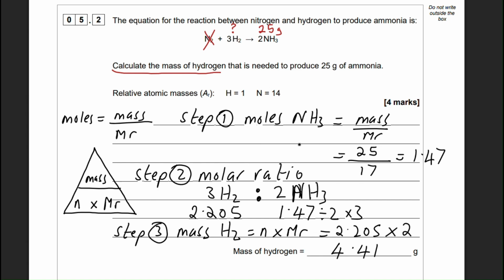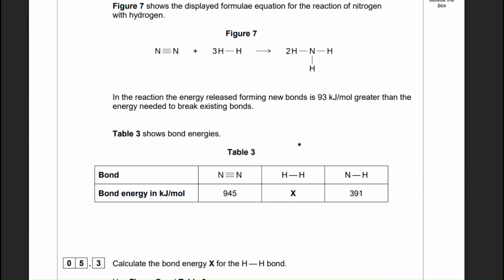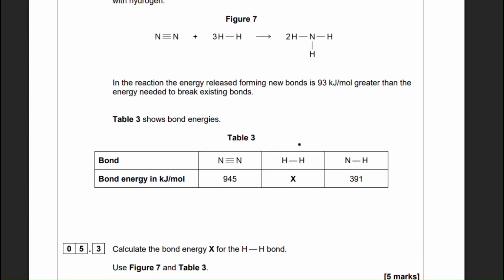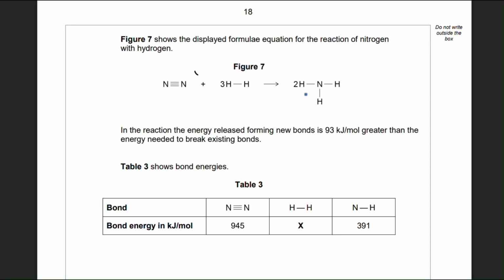Okay, now moving on to the next part. This question, I'm going to go through quite slowly. It's on bond energy calculations, and it's a grade 7 to 9 topic, so it can be quite tricky. I'm going to try and simplify it as much as possible. In this question, you are given the equation, but it's not just a simple question of working out the bonds made and the bonds broken and then looking at the difference, because you're actually working out the bond enthalpy of one of the reactants, which is the hydrogen to hydrogen bond.